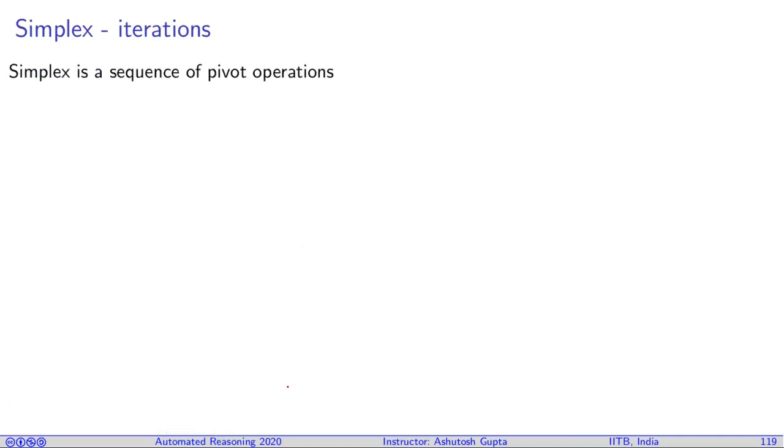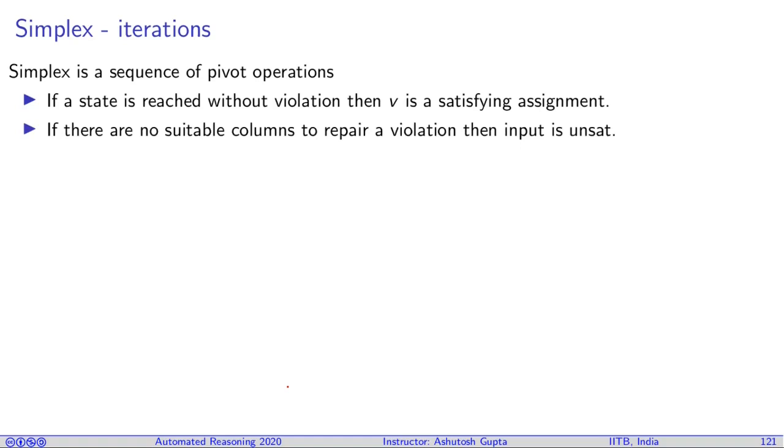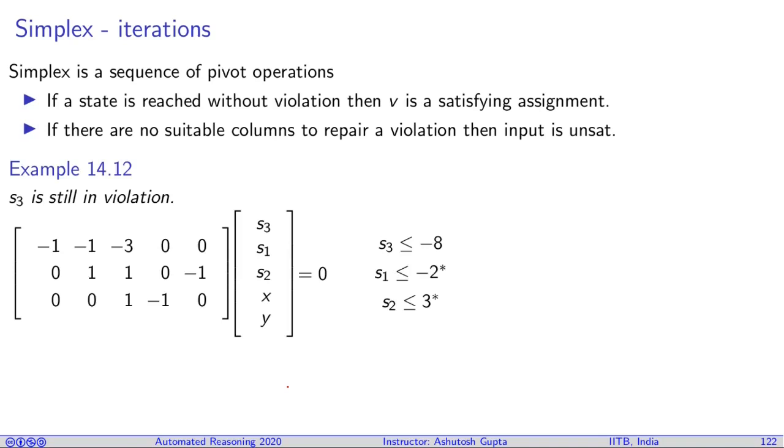So simplex is a sequence of pivot operations, and if a state is reached without violation, then V is a satisfying assignment. If there are no suitable columns to repair a violation, then the input is unsat. So in this example, s3 is in violation, and there is no way that you can fix it. You can check that both the columns are not suitable. So then you say that it is unsat.